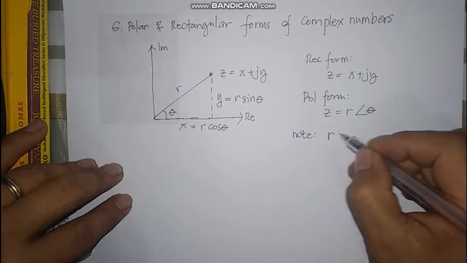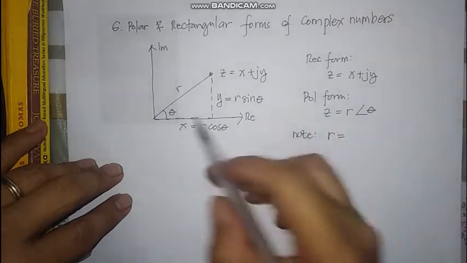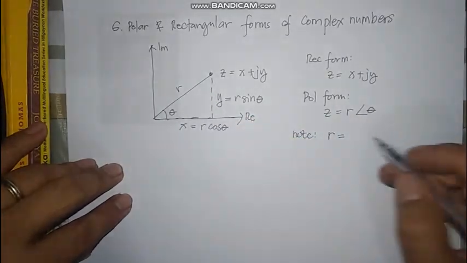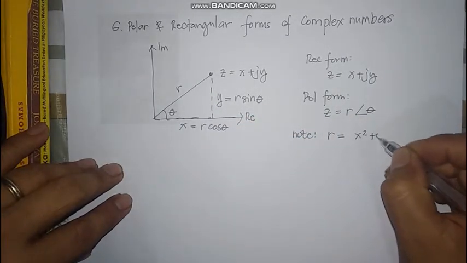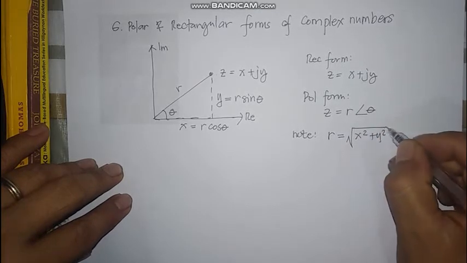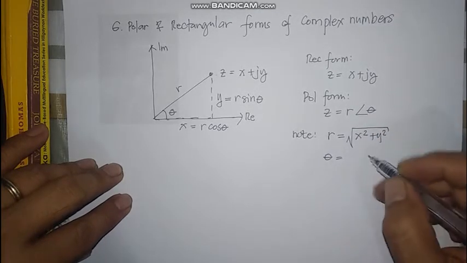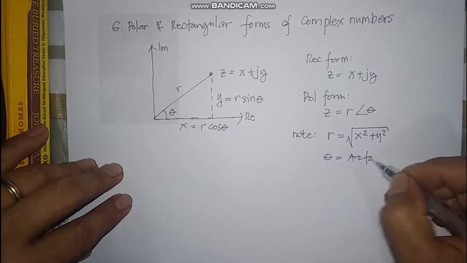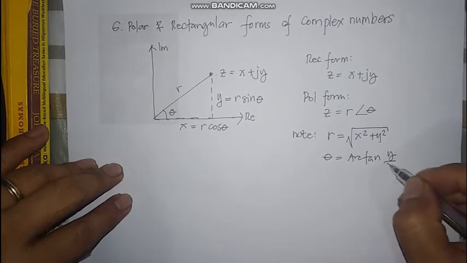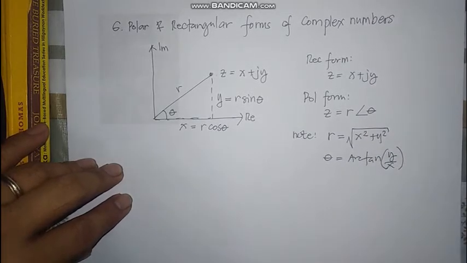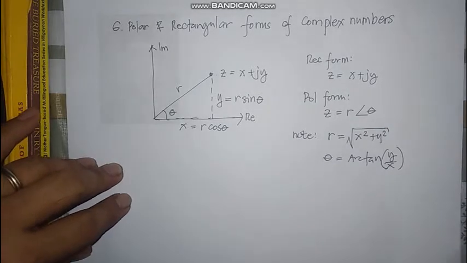Take note that the r is equivalent to the magnitude of the complex number z, that is the square root of x squared plus y squared. And the angle theta is equal to the arctangent of y over x, or that is what we call the argument of your z.